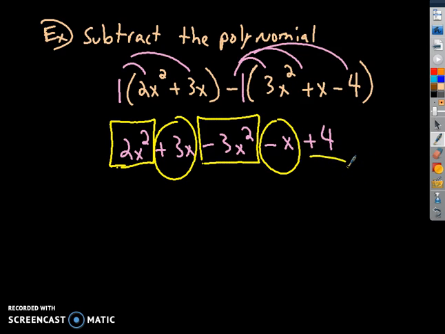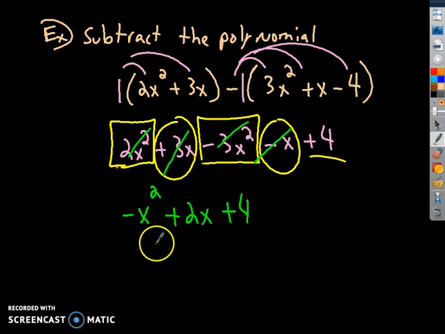So when I combine my like terms, I should wind up having 2x squared subtract 3x squared gives you negative 1x squared. And then 3x and then negative x. 3x subtract 1x leaves you with 2x, so it's positive 2x left. I've used those, and the last number on the end is 4. So this polynomial, subtract the other, leaves you with negative x squared plus 2x plus 4.